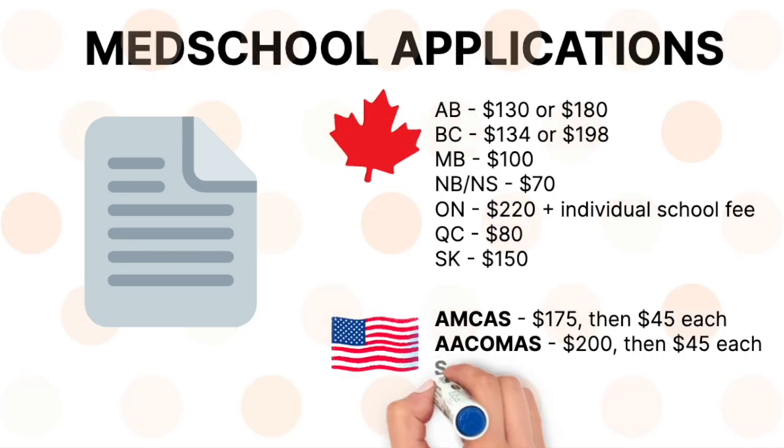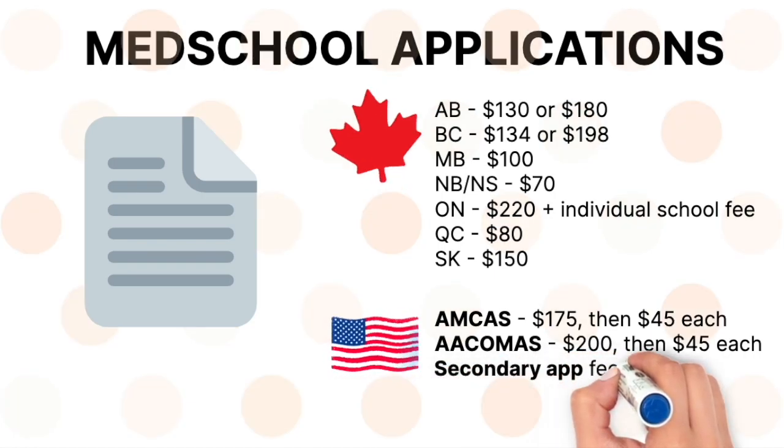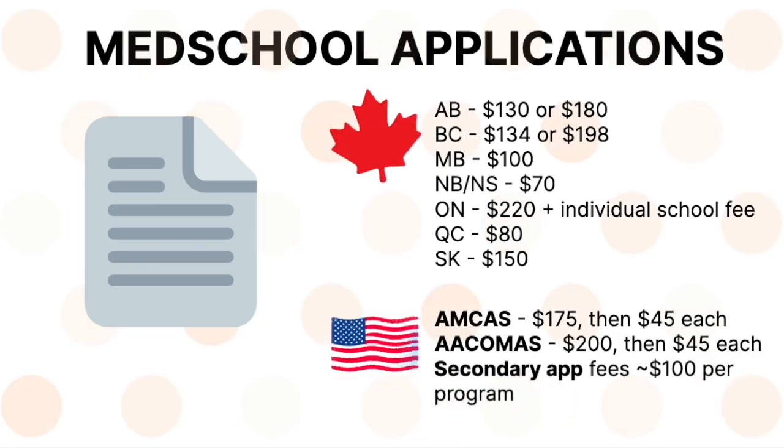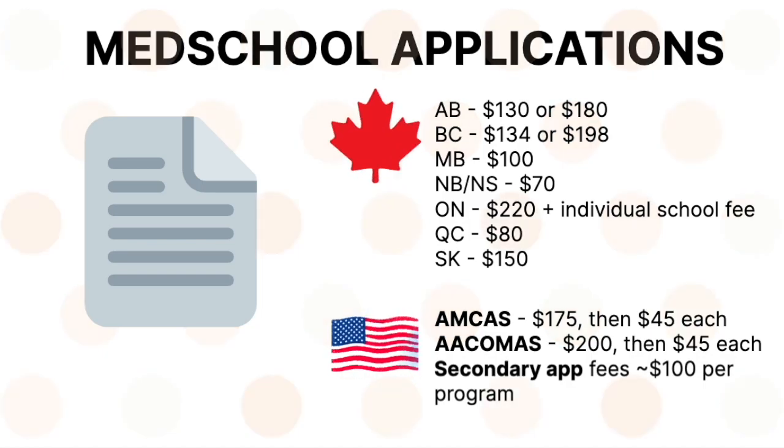Another thing to note for US schools is their system of secondary applications. These are applications that the schools send out once they've reviewed your initial application and would like to know more about you. To submit the secondary applications, it can cost anywhere from $30 up to $200, with most programs averaging out around $100 per application.